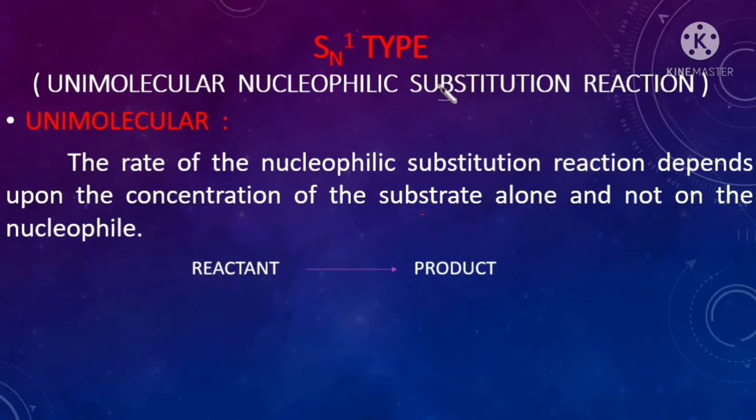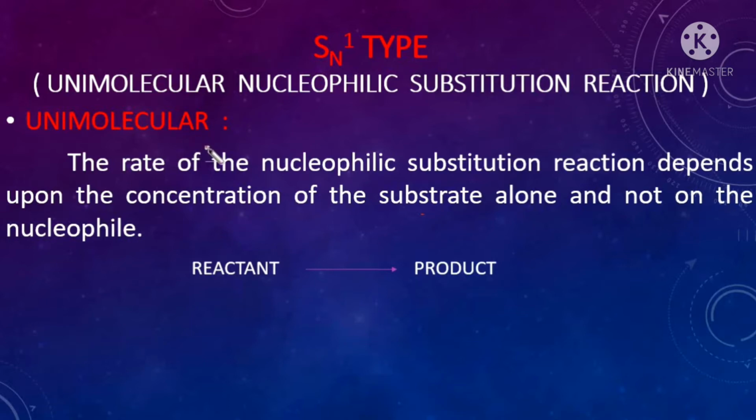I think we shall straight away move on to the topic SN1 reactions in haloalkanes and arenes. So what do you mean by SN1 type? See, 1 in SN1 represents unimolecular, N represents nucleophilic and S represents substitution. So SN1 means unimolecular nucleophilic substitution reaction. Okay, so what do you mean by unimolecular?